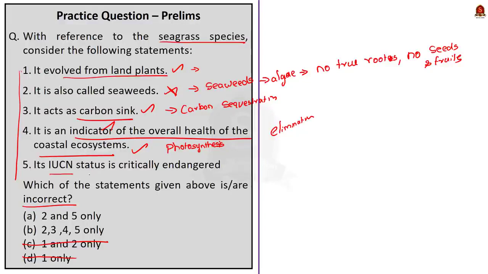Its IUCN status is critically endangered. See, this statement is incorrect because the IUCN status of various seagrass species is least concern. So, the answer here is option A because only statements 2 and 5 are incorrect statements. Now moving on to the second question.